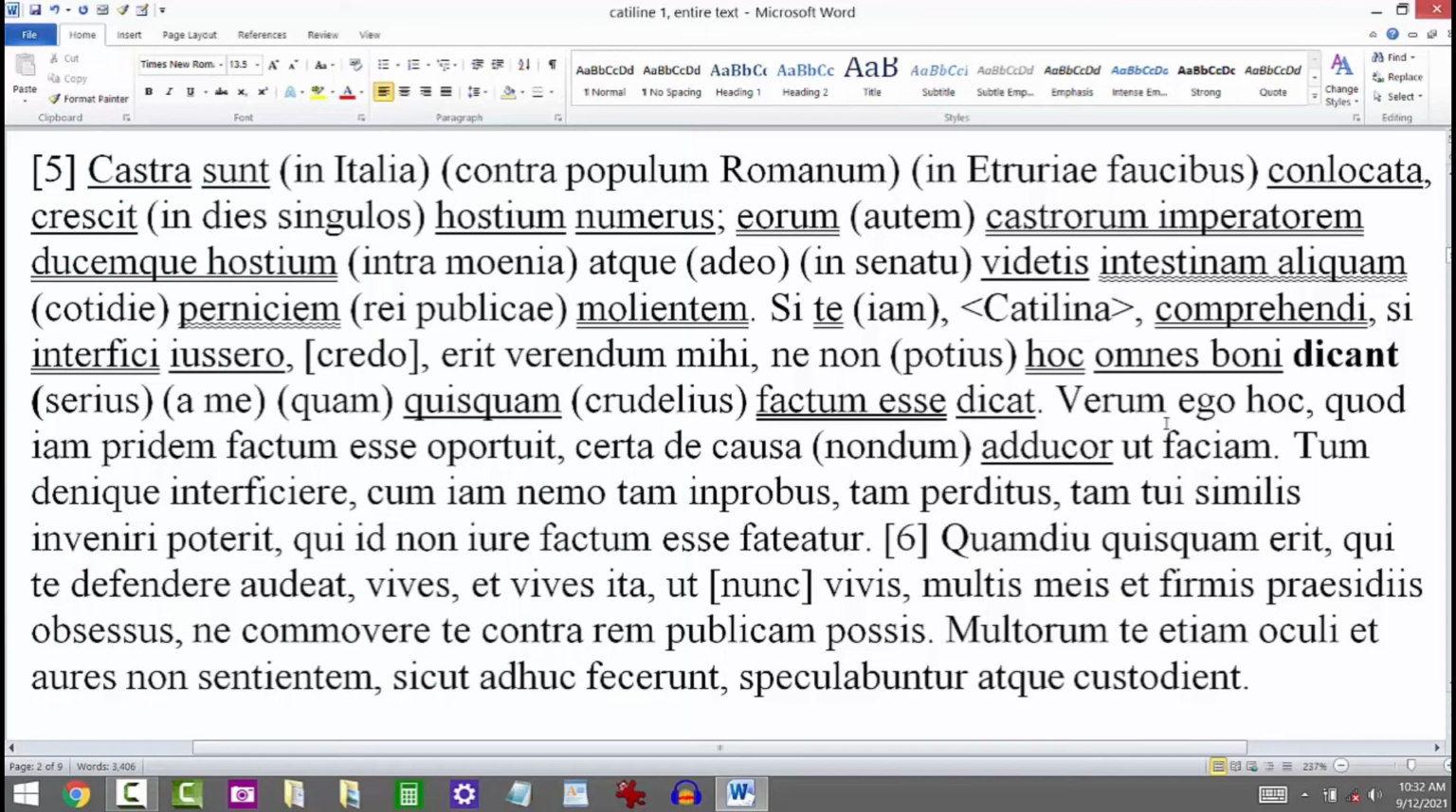Verum ego. Okay, so the ego, for emphasis, is stated rather than implied. Ego adducor nondum ut faciam, what? Hoc quod iam pridem factum esse oportuit, certe de causa. Okay, so we have a lot of adverbial stuff. Verum, here you want it to mean, this is maybe the most difficult part of the sentence. Right away you're thinking, oh, it means true. What is true? Oh, what neuter gender noun is being qualified with the adjective verus?